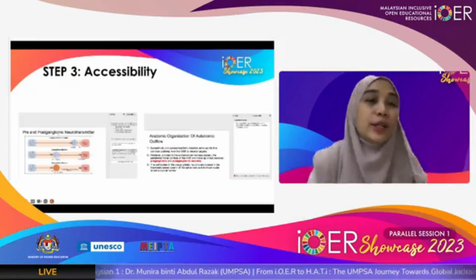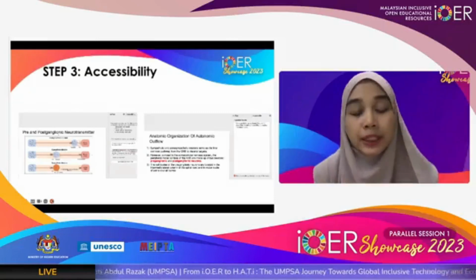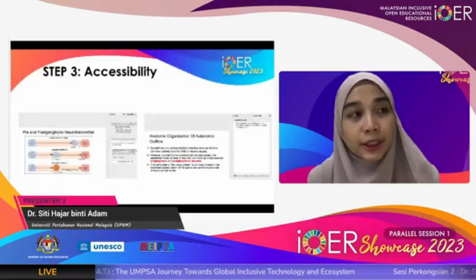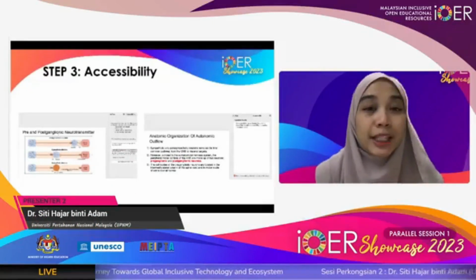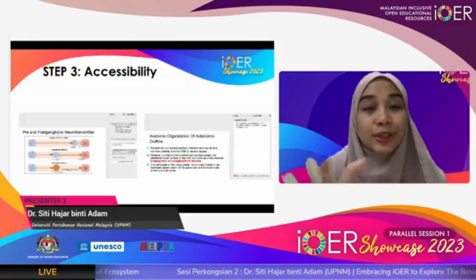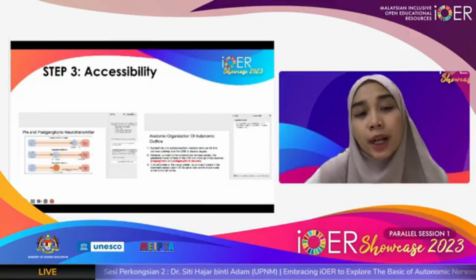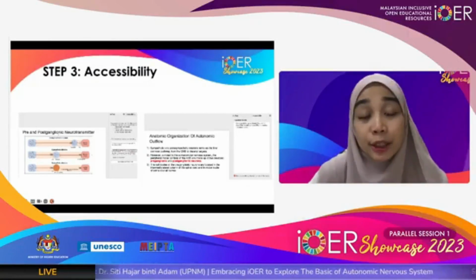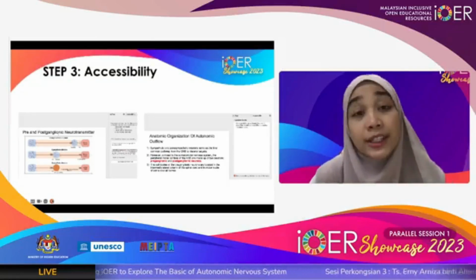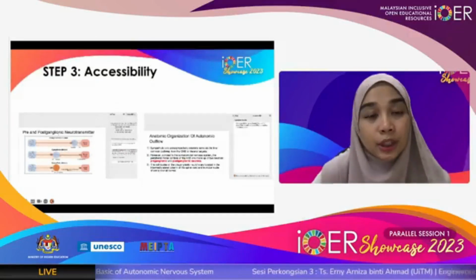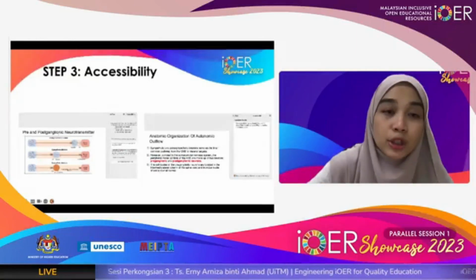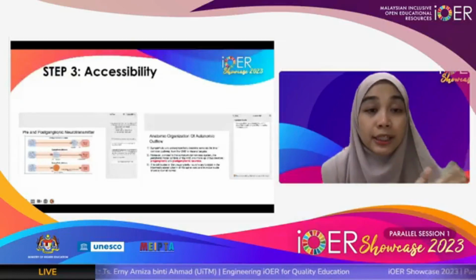Once I had my PPT ready with the topic ready, the most important part of iOER is always accessibility. To be honest with you, I never knew that PowerPoint has an accessibility checker tool to check whether our material is accessible or not. There is a certain criteria or checklist we can use to check the accessibility of the PowerPoint presentation. This is an example from my actual iOER material.